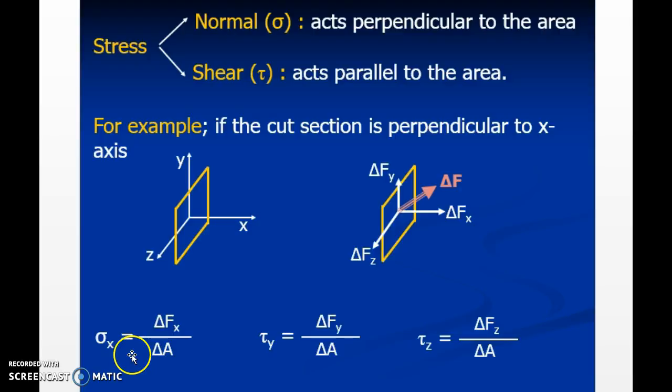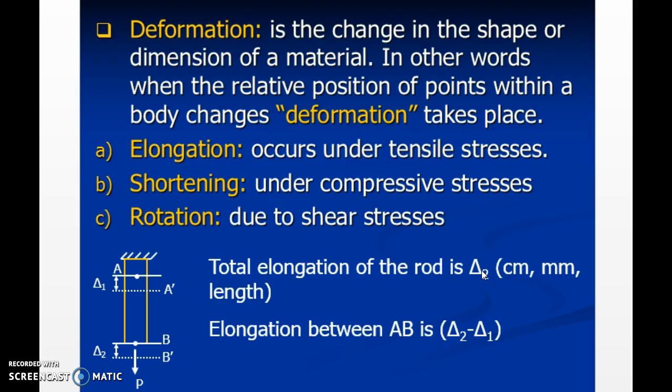So in this figure there is only one plane which is perpendicular to the area, so correspondingly there is only one stress which is perpendicular to the area. As we know, y and z are two planes which are parallel to the area. So tau y and tau z, two shear stresses, can be easily found by delta Fy divided by delta A and delta Fz divided by delta A. So this is the basic concept of stress, and now we are going to explain the strain.